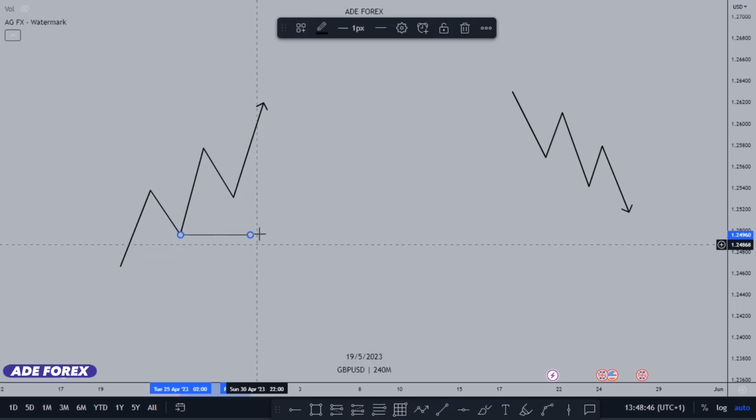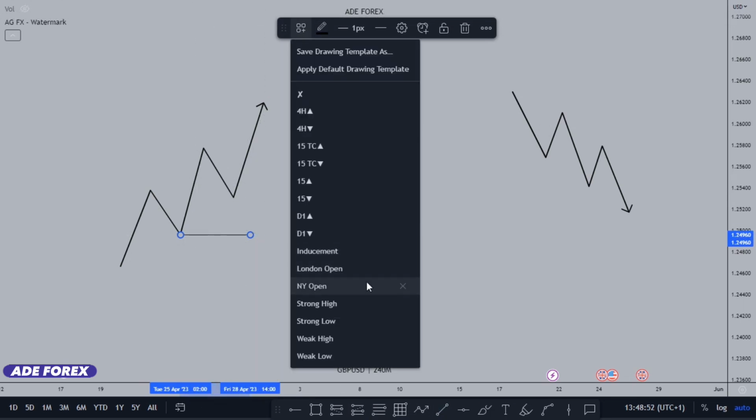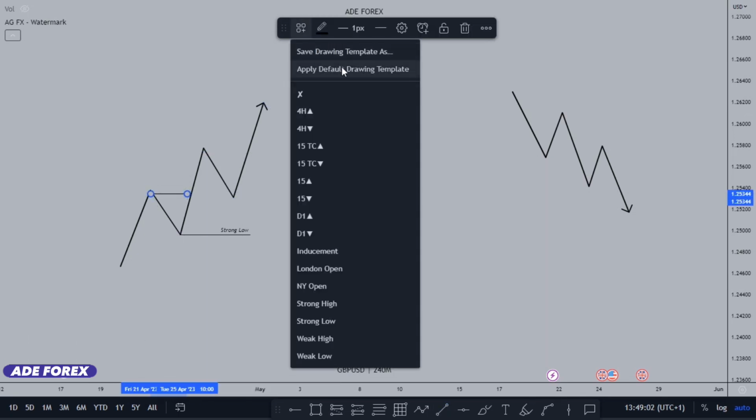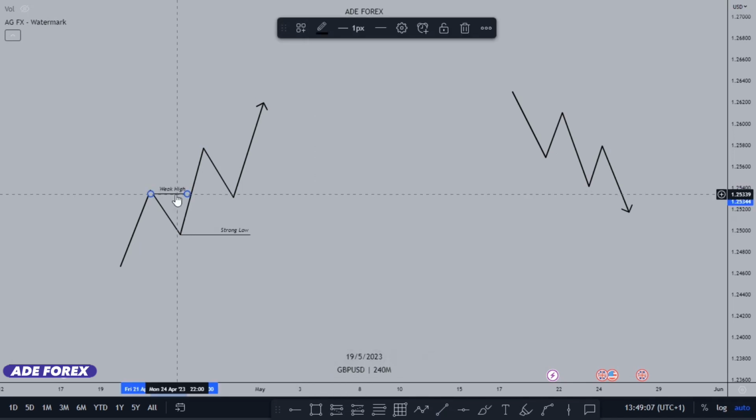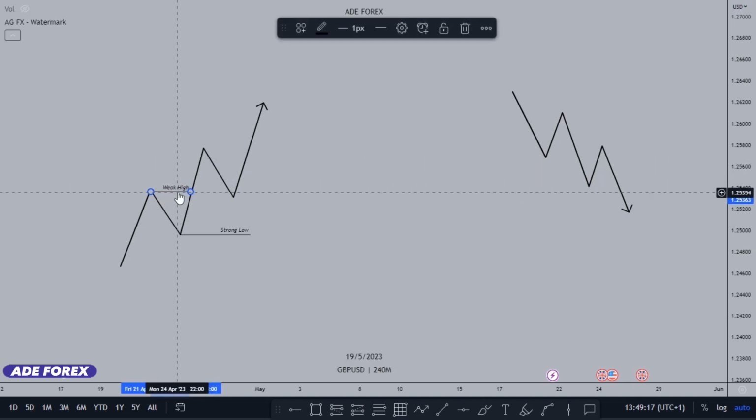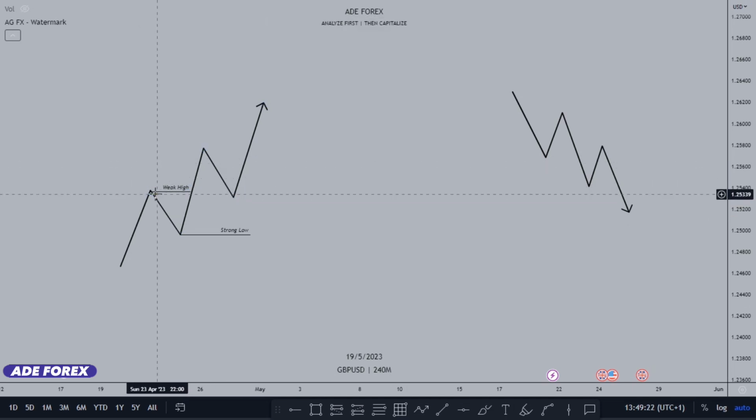a strong low. In a bullish trend, we have what we call a strong low. And then the higher high is called what? You guessed it, it's called a weak high. That's basically my own personal terminology, although I'm not the one who created it. I can't really remember where I got it from, but I got it somewhere. So I call this a weak high and then a strong low.